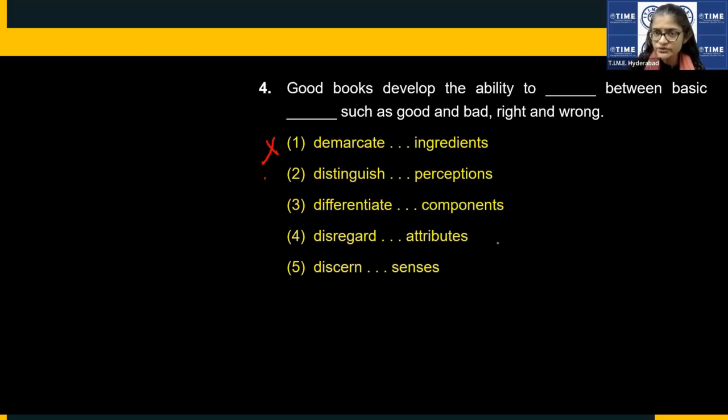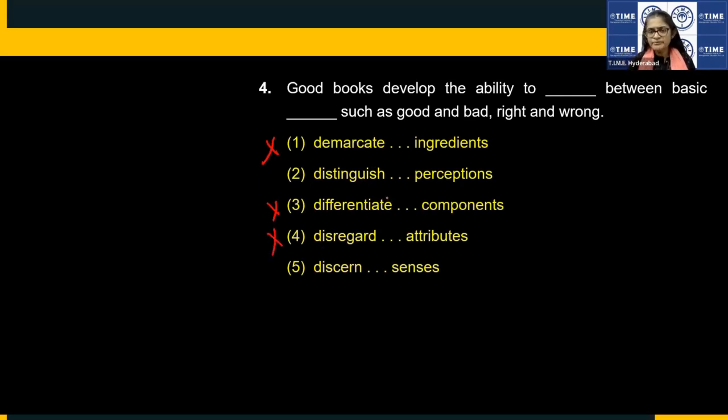Differentiate between is also fine. Basic components. Components of what? Components of something. So this also doesn't make sense. Disregard between, no, you disregard something. You don't disregard between good and bad. That doesn't make sense. Basic attributes is okay, but disregard is not okay.